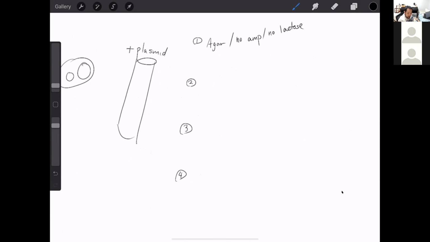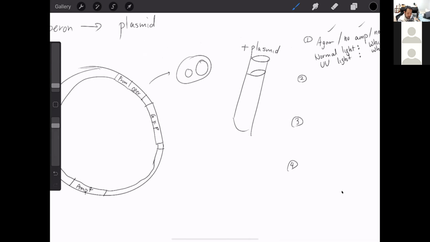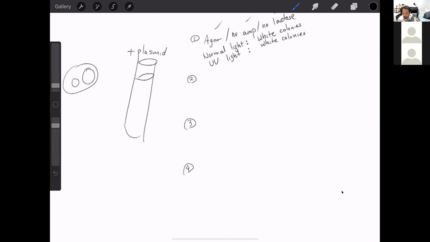And what they say is, all right, well, when we look at these guys under normal light, we had lots of colonies that were all white colonies. They were not glowing green, obviously, but even under UV light, all of these colonies were still white. Does that make sense to you guys? That's because first of all, these guys have agar, which is fine. There's no ampicillin, so they all grow, and there's no lactose. Now remember, some of those guys could potentially glow green, but if there's no lactose, this GFP is not going to be turned on, right? So that's why they see just white colonies.